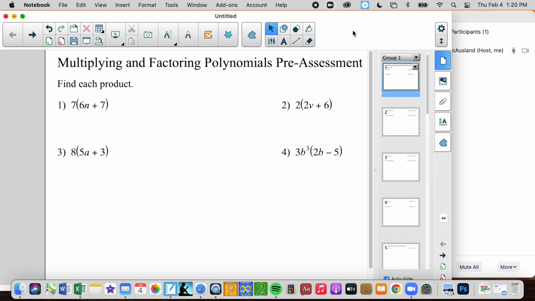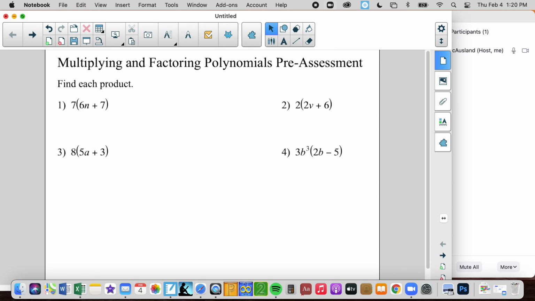This is a review of multiplying and factoring polynomials pre-assessment. So this is broken into two pieces. The first section is going to be just multiplying. So when it says find each product, we want to simplify.